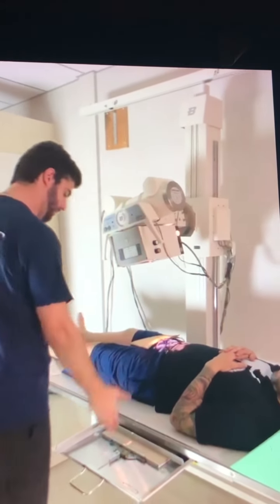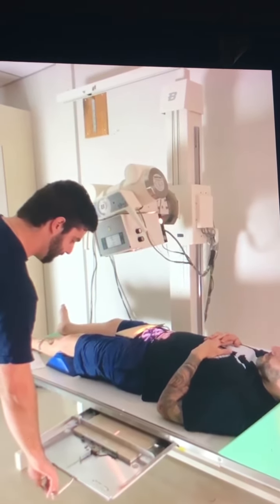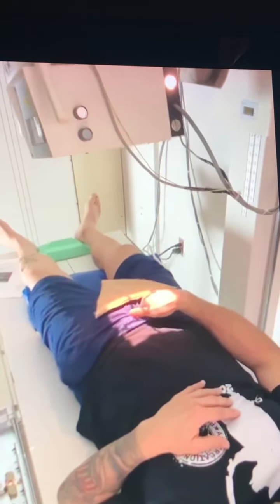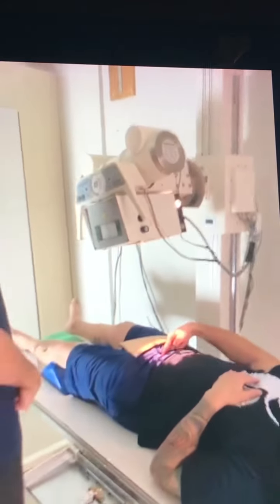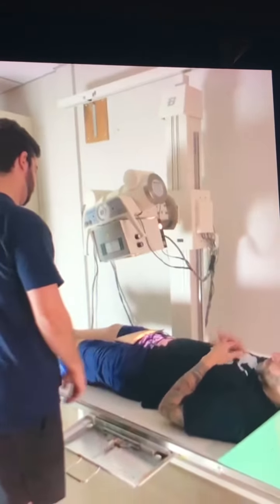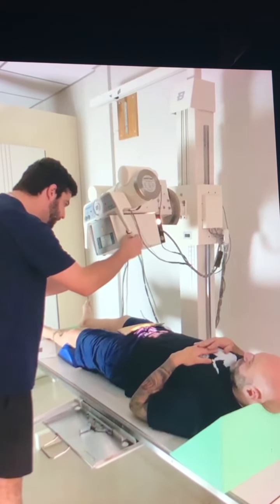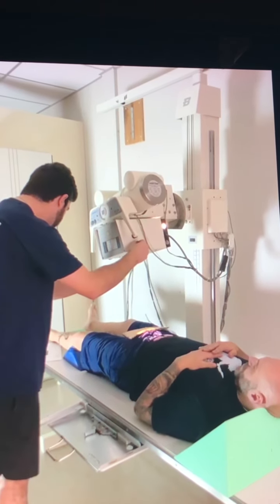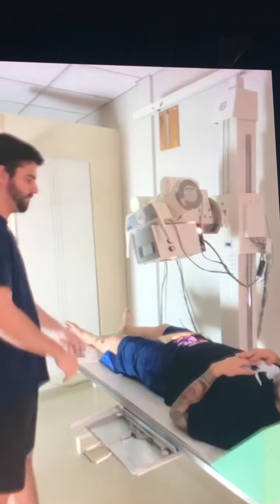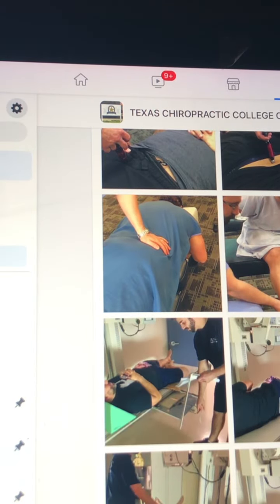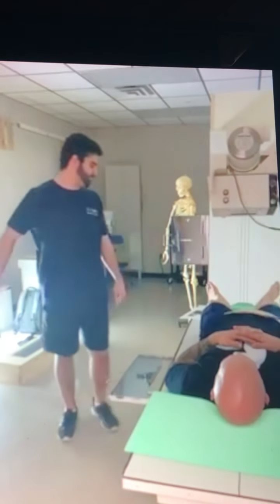So we're using a 10 by 12 film. I have him wearing a gonadal shield. The central ray is 2 to 3 inches above the pubic symphysis, so I have him point. We want to collimate it down to 8 by 10. And that's it. Okay, so that was the AP sacrum.